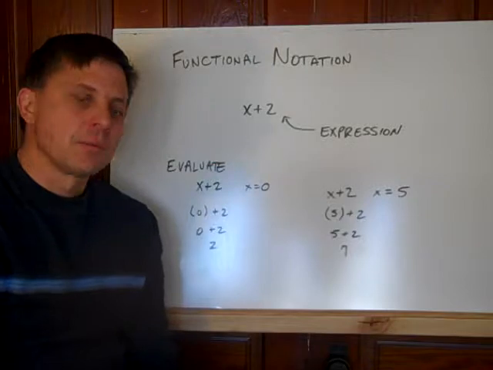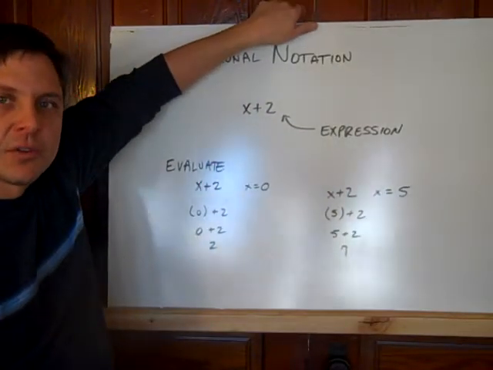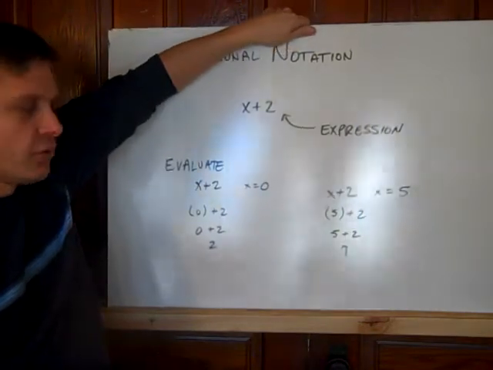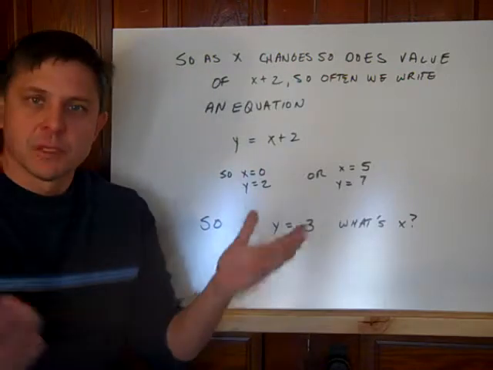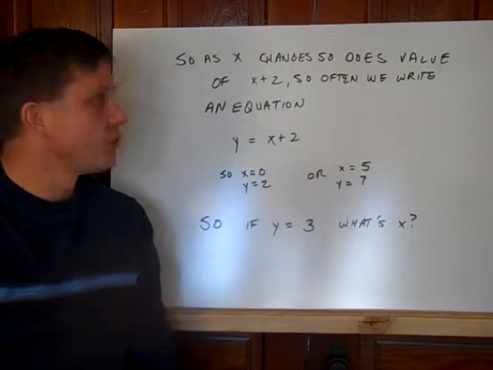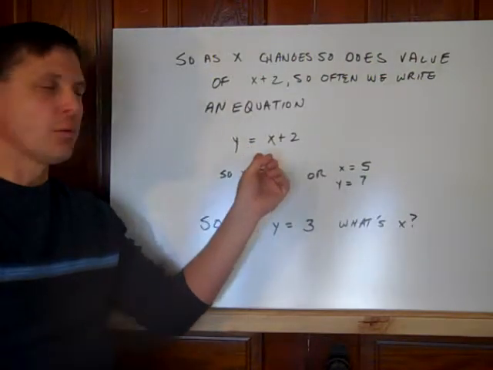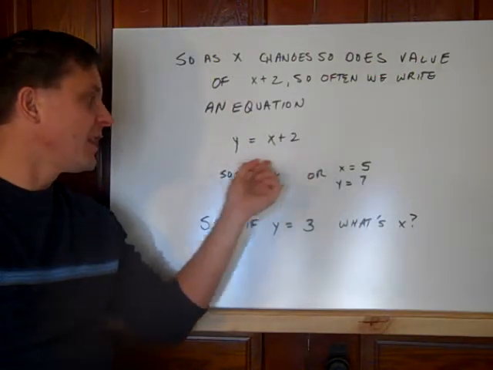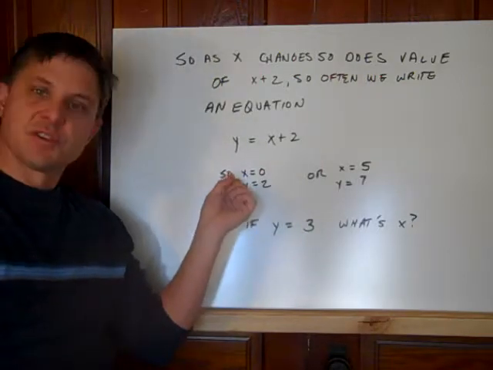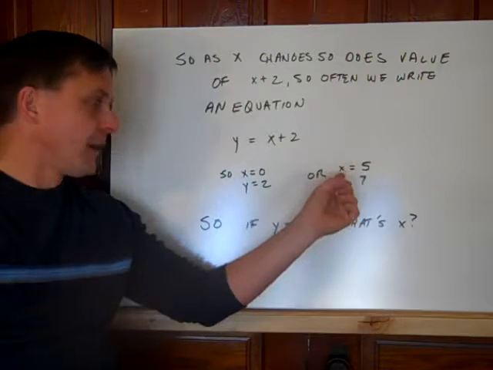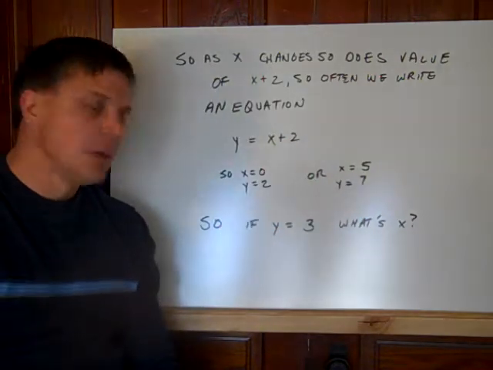And the question becomes, if I tell you 2 or 7, you know, sometimes we can evaluate it at multiple points. So how do we know what x value is used? Well, as x changes, the value changes. So often we write an equation for those types of situations. We say y equals the expression x plus 2 and make an equation because of the equal sign out of that expression. So if x is 0, y is 2. If x is 5, y is 7. Again, we plug in those values back in the original equation.